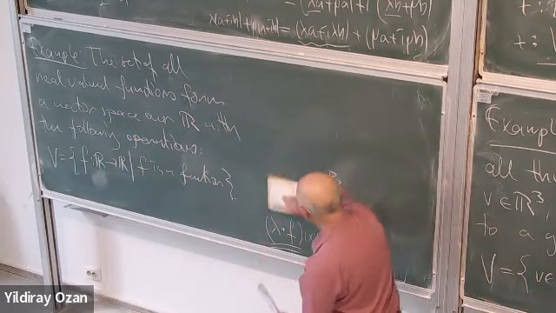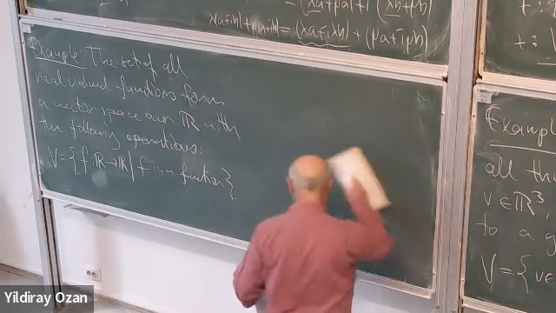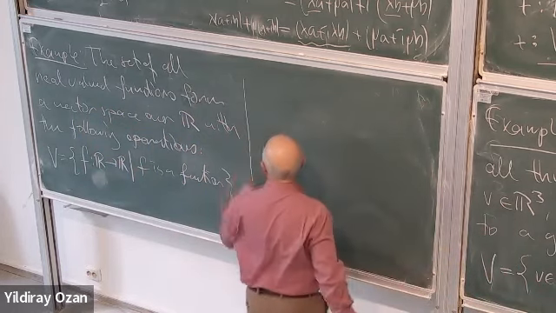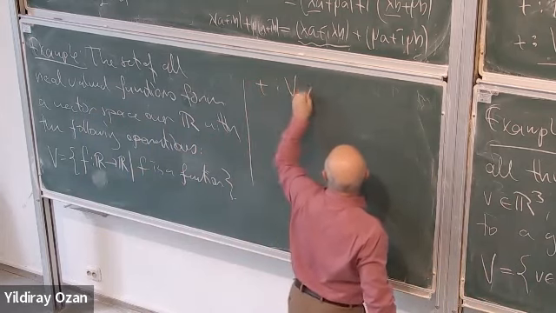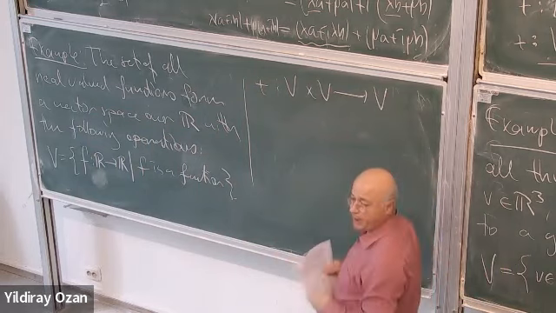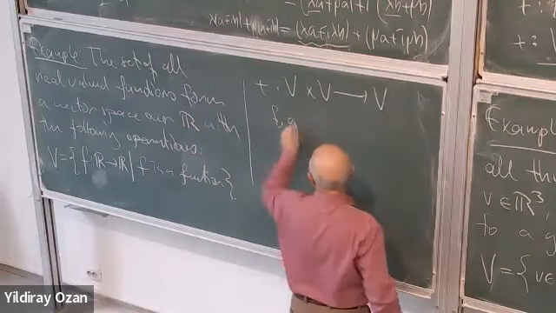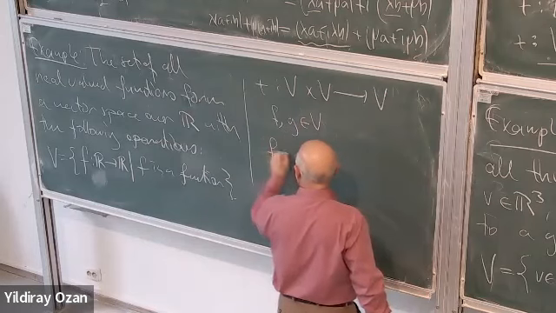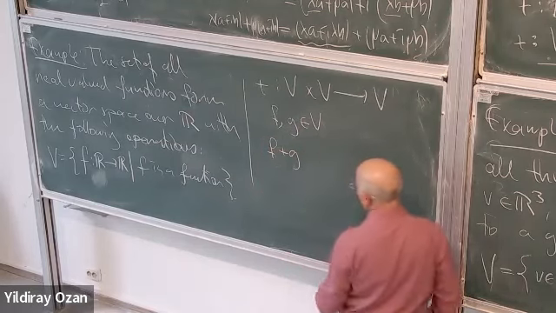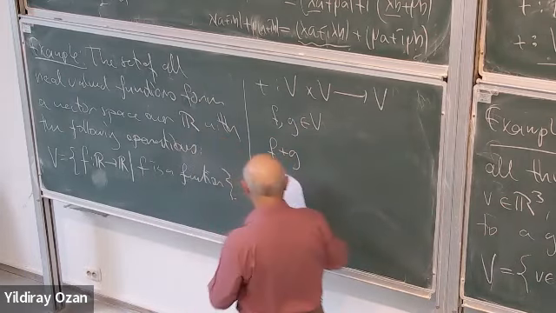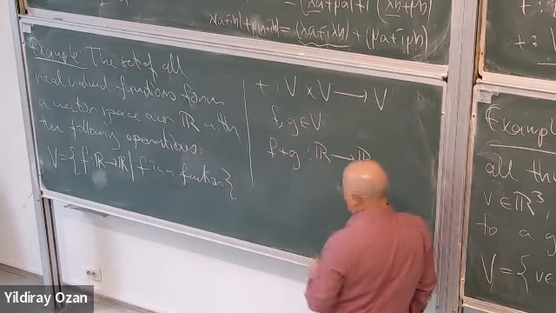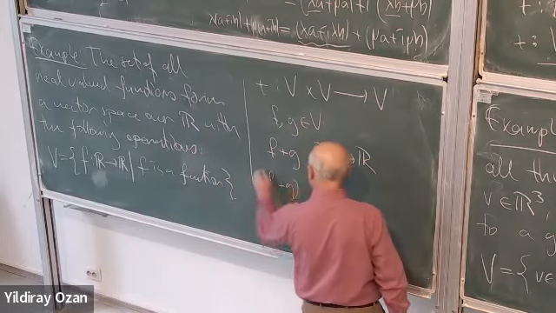Okay, now let me just define what these operations are. So I have to tell you what the addition operation is, right? Whenever we are given two functions, how will I add them up? Suppose f and g are two functions. How will we add them up? This will be another function, right? F and g are functions from R to R. This will be another function from R to R. And how this is defined is the following.